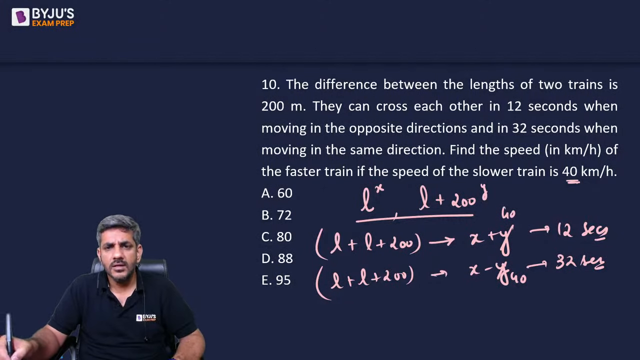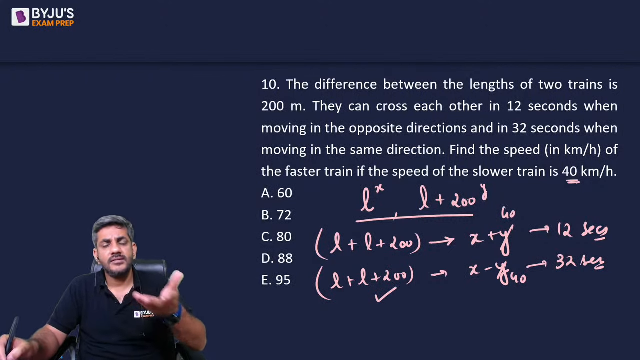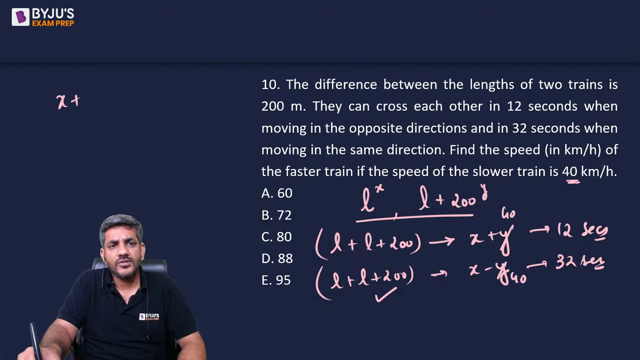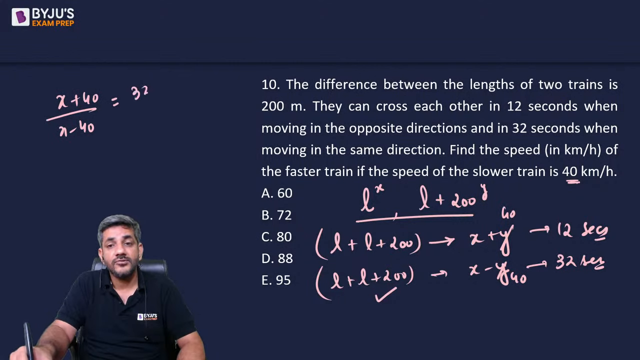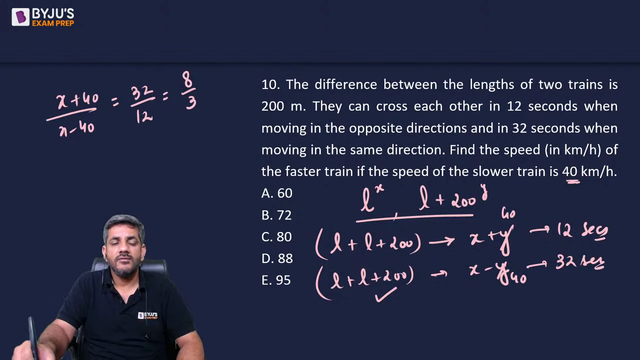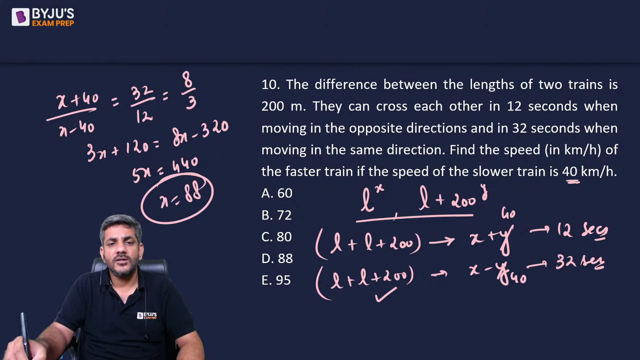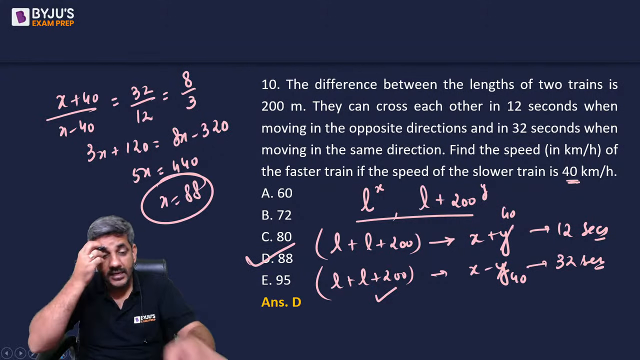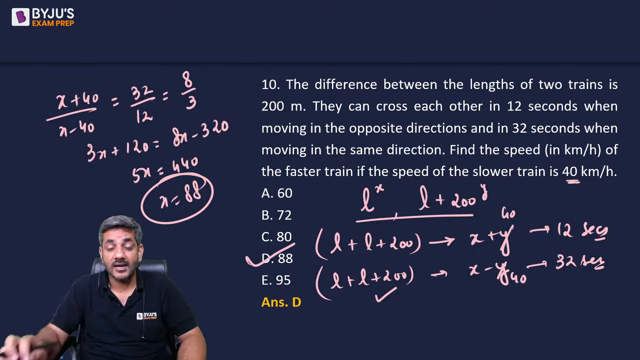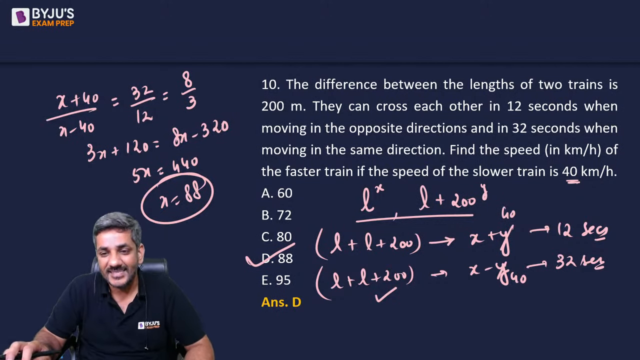Find the ratio. When the distances are same, the ratio of speed is inverse of the ratio of time. So ratio of speed is x plus 40 by x minus 40. It is inverse of the ratio of time. So that should be 32 by 12, or 4 8s are 32, 4 3s are 12. Just by cross multiplying, we get 3x plus 120 is equal to 8x minus 320, or 5x is equal to 440. Straight away I get x is equal to 88, and we have got the answer as 88 for this question.